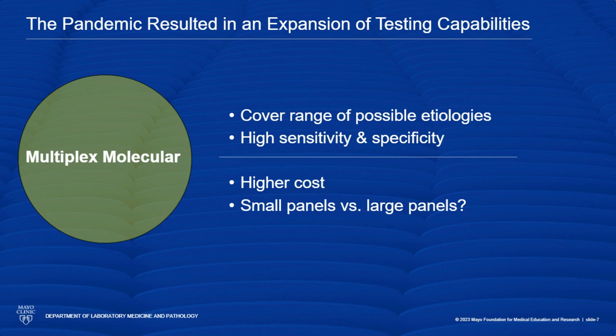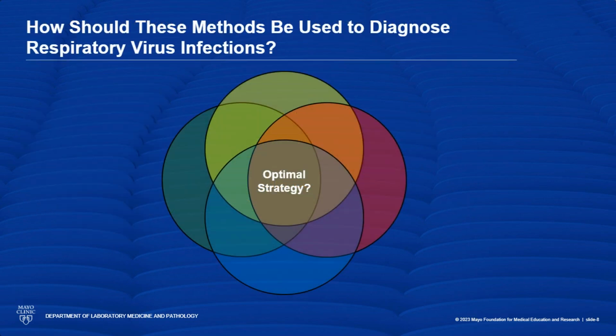So as we've seen this expansion in diagnostic testing options, one of the questions that has come up at Mayo Clinic, and I'm sure at your healthcare center as well, is how should these methods be used in isolation or in combination to diagnose respiratory viral infections? Is there an optimal strategy where we can combine these various methods to lead to an ideal diagnosis in different patient populations?